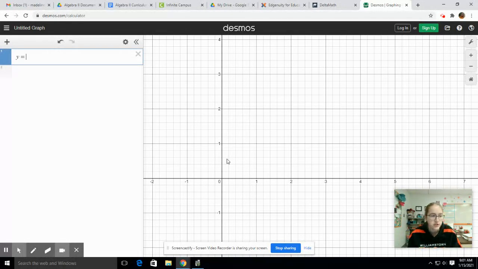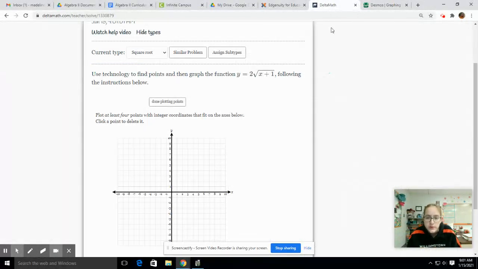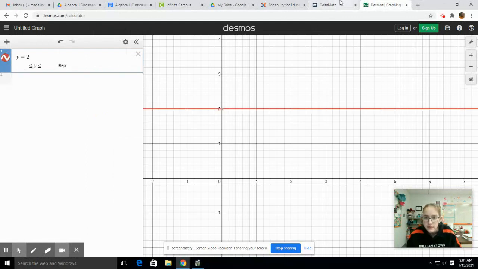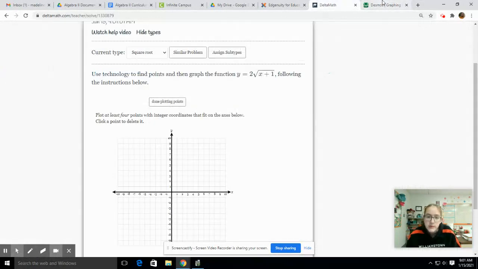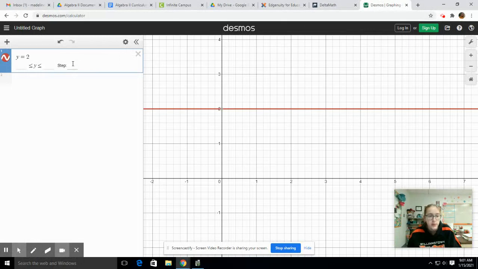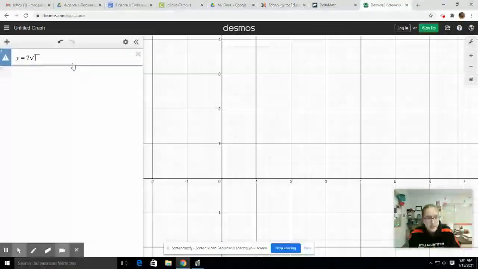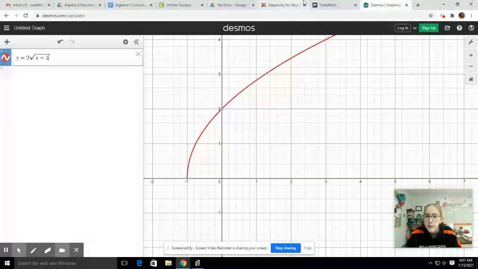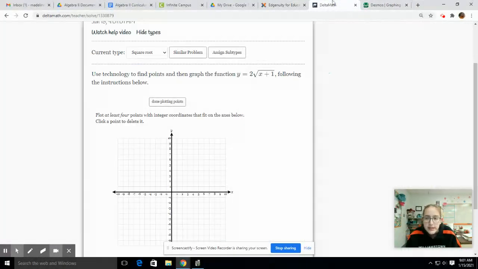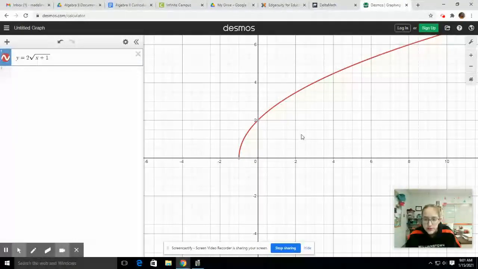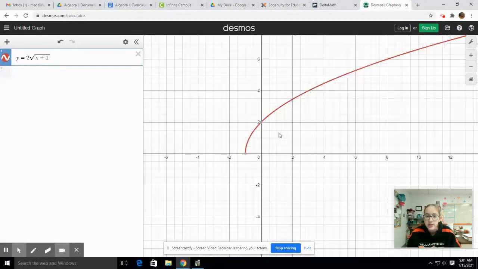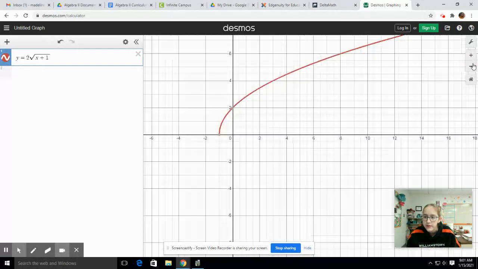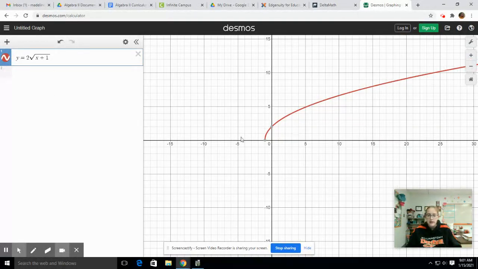So what you're going to do is you're going to graph the problem from Delta Math. So y equals, then we're going to have 2, the square root of x plus 1. So to get square root in here, you type SQRT. It turns into a square root, x plus 1. And we're going to double check and make sure we did that right. Yep, beautiful. And then you can use the roller thing on the mouse to scroll in and out of your graph, or you can use these buttons up here. And once that's in there, it shows up in red.